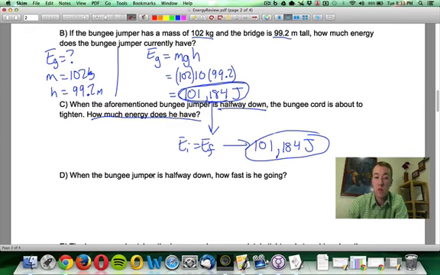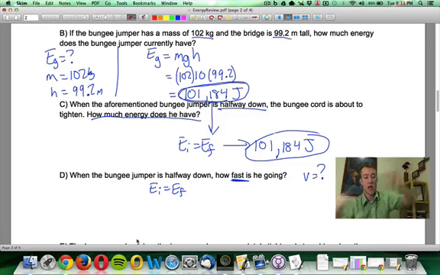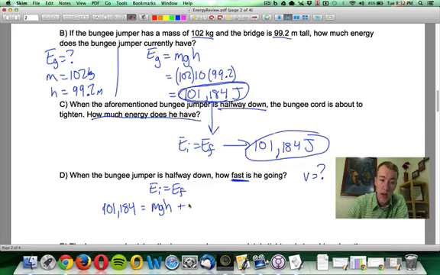Next up says when the bungee jumper is halfway down, how fast is he going? We want to know what is his velocity when he's halfway down. Well, we know that initial energy still equals final energy. So we're talking initial at the very top, final is halfway down. Initially, he still has that 101,184, and when he's halfway down, he's still going to have that as well, but he's going to have some gravitational potential energy there and kinetic energy, 1/2 mv squared.